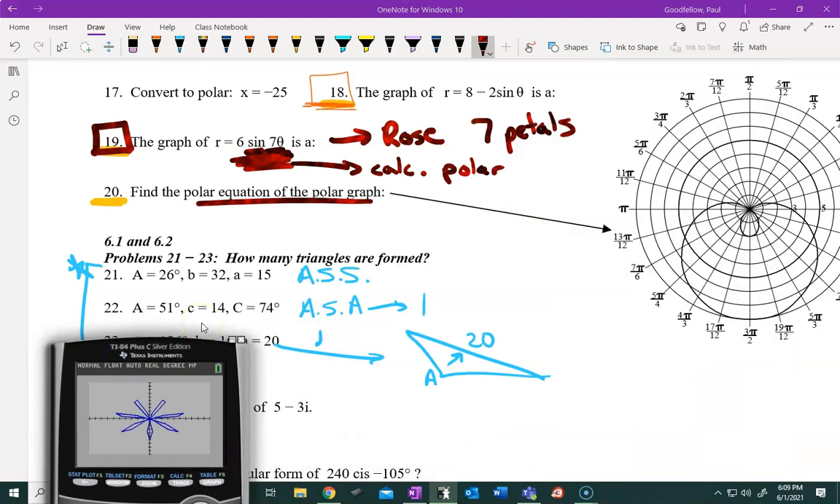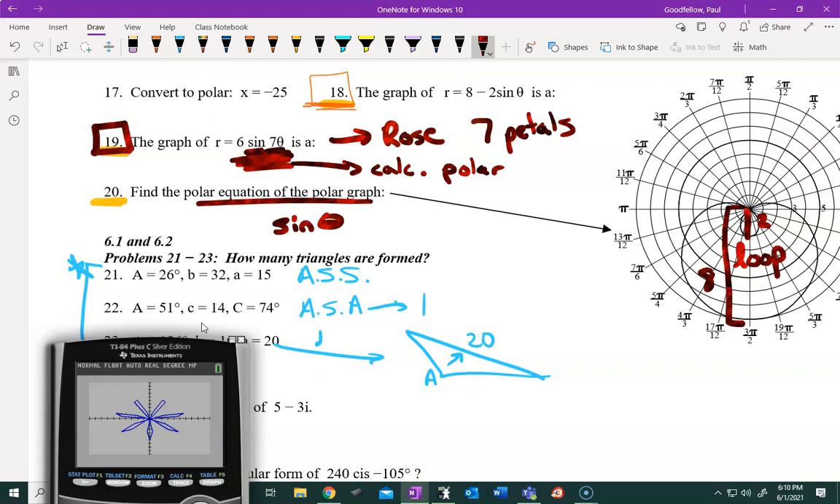Find the polar equation of the following graph. We've definitely got one that has a loop here. The loop's size is 2, the diameter is 8, and it's going in a downwards direction. So I definitely know that this is going to be a sine theta concept.